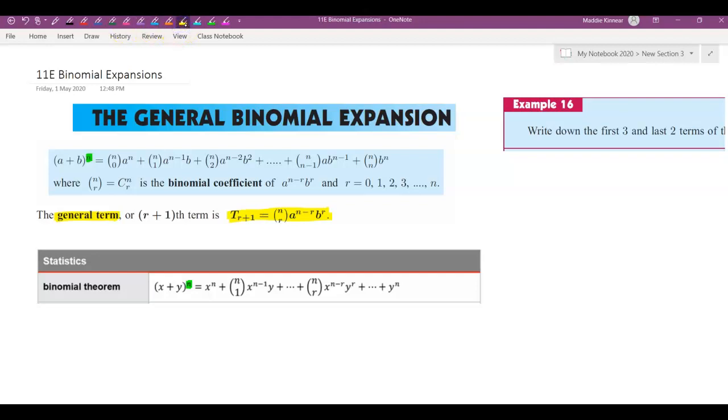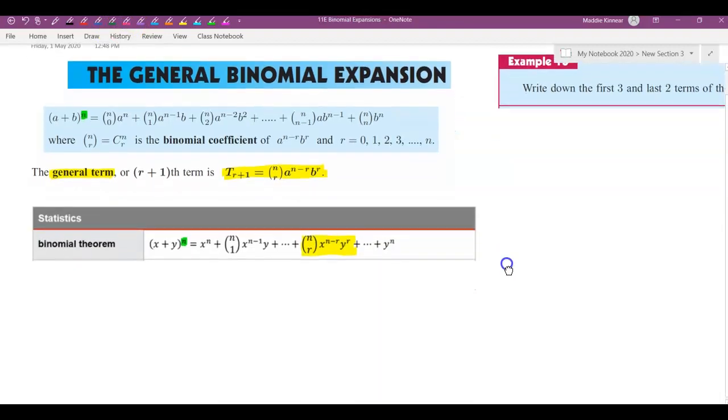Now, like I said, this general term actually isn't explicitly given in your formula sheet, but you can actually see that it is located here in the expression you do get given. So this is n on r. Instead of a, they use x to the power of n take r, and instead of b, they use y to the power of r. So it's all the same. And we can use this, like I said, to locate a particular term within this.